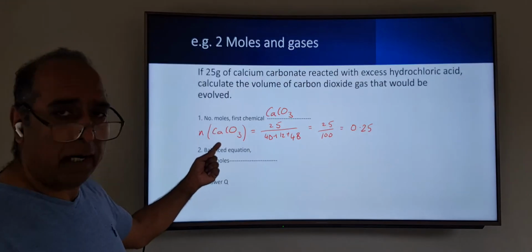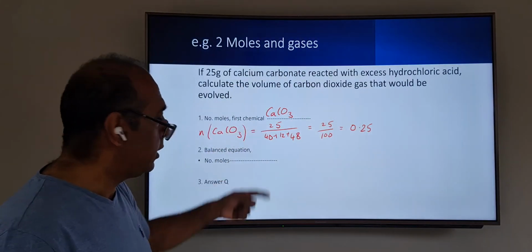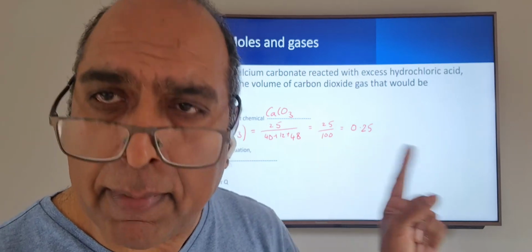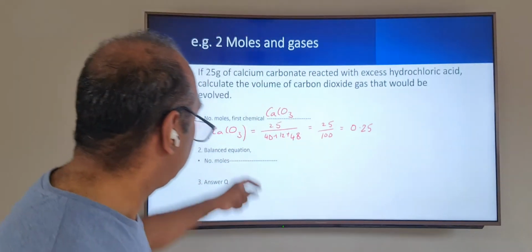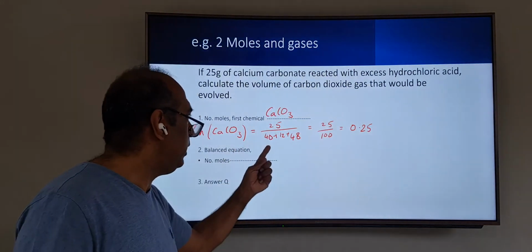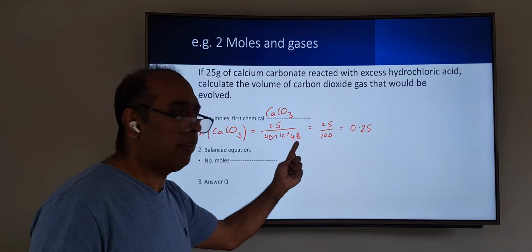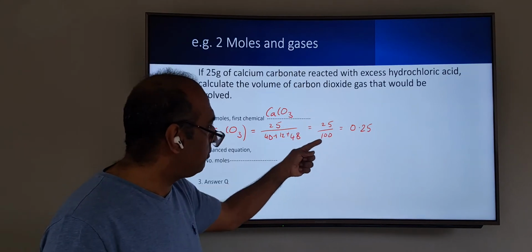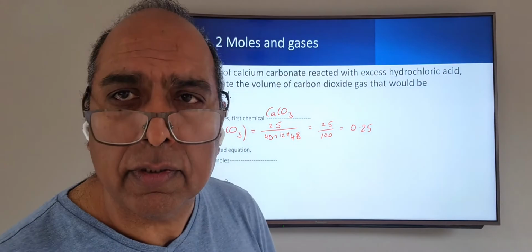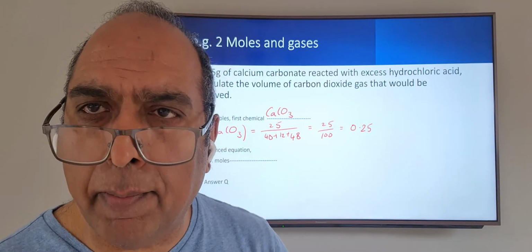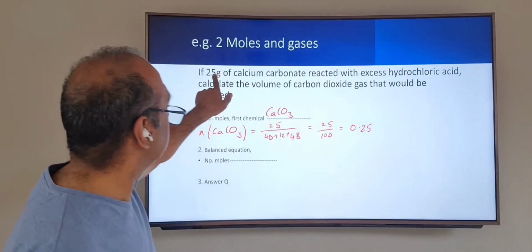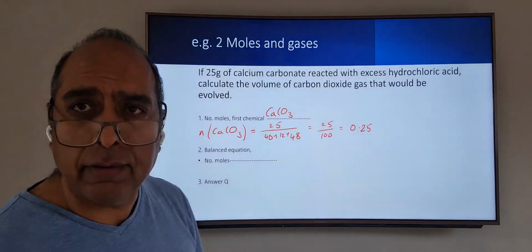Number of moles of calcium carbonate is 25 grams. Remember, that's the masses mathematical equation, the first one. Mass over the MR value, 40 and 12 and 3 times 16, 48. 25 over 100 is 0.25 moles. So step 1, you worked out number of moles of calcium carbonate because it was talking about masses. You use the masses equation.